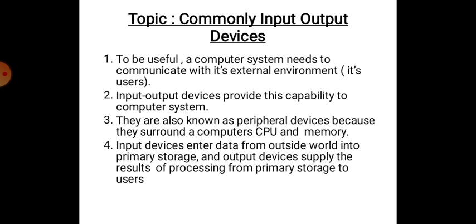Point number 4, input devices enter data from the outside world into primary storage, and output devices supply the results of processing from primary storage to users. Students, whatever data and instructions are entered through an input device are stored in the primary storage of the computer, so that they are available for processing. Also, the final results after processing are placed in the primary storage, and then output devices collect them from primary storage and make them available to the human being.